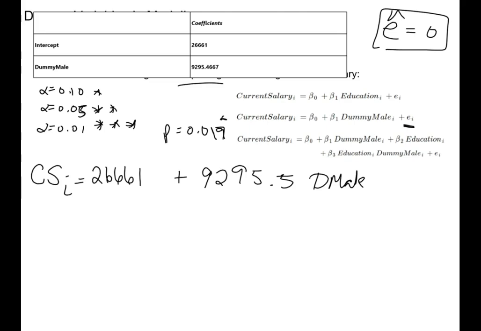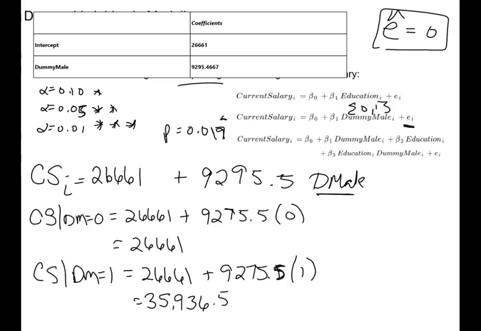So here we go. This dummy male variable, though, takes on two values, right? It either takes on a value of 0 or 1. So real quick, let me write out those two conditions: the current salary conditional on 0 and the current salary conditional on 1. All right, so I went ahead and filled in all the math, but let's talk through it real quick.